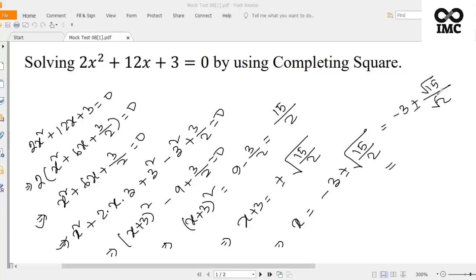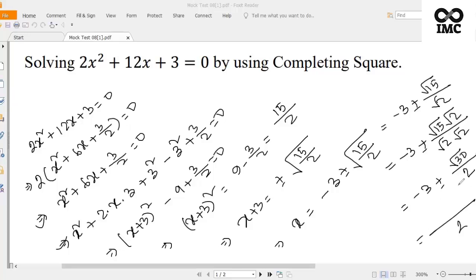So, if we want to remove the square root in the denominator, then we can multiply the numerator and denominator both by √2. Then what will happen? −3 ± √2 × √2 represents 2. And here √15 multiplied by √2 will be √30. Or we can write, denominator is 2, 2 × 3 is 6, so −6 ± √30.